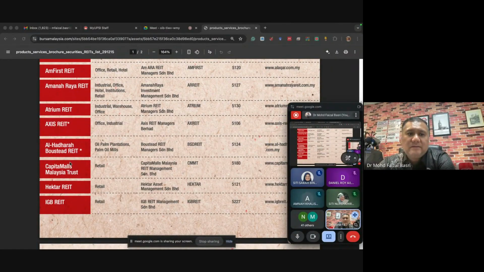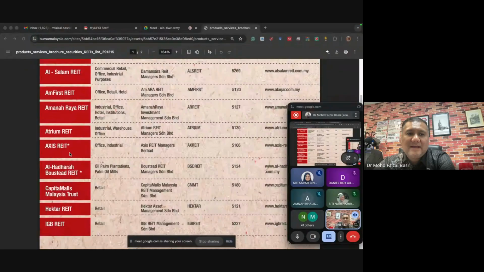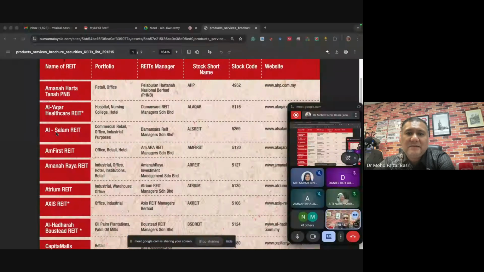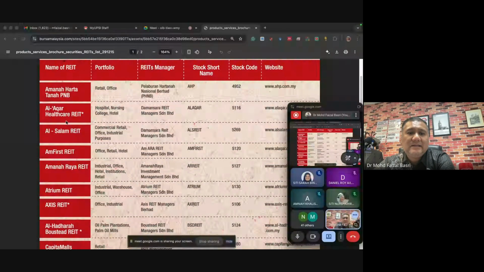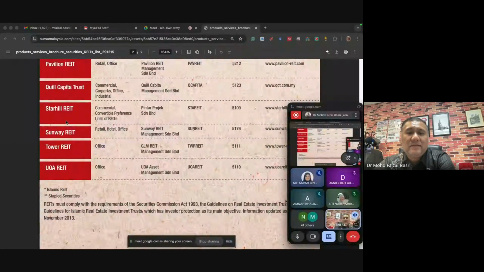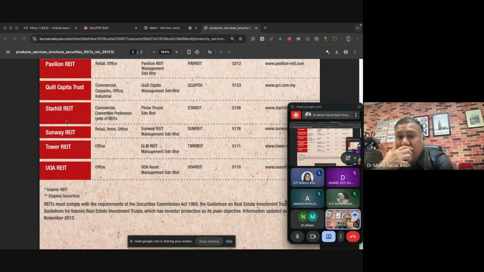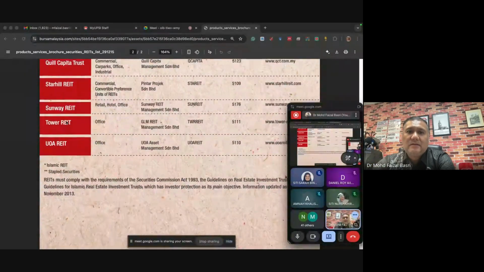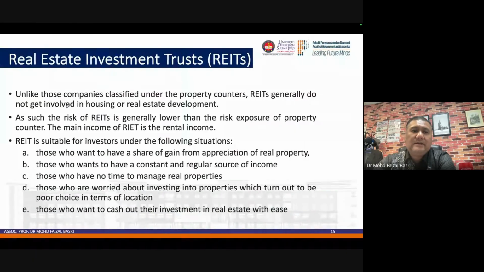Okay, ada Al-Hadarah Boosted, Axis. Okay, ni pun nama Al-Salam tapi tak syariah compliant. Al-Akar Healthcare. Itu sahaja yang di consider sebagai syariah compliant. So kalau sebelum ni kita tengok kalau stocks pun nak invest dalam syariah compliant companies. So if you want to invest in REITs, dia ada juga Islamic REITs. Okay, so ni contoh-contoh dia lah.